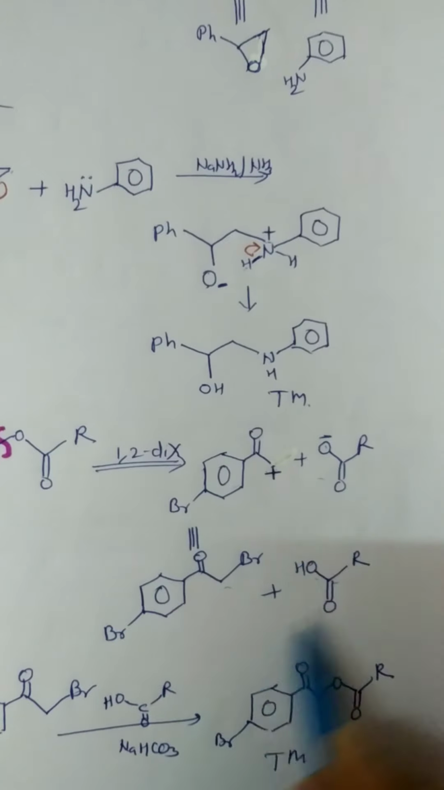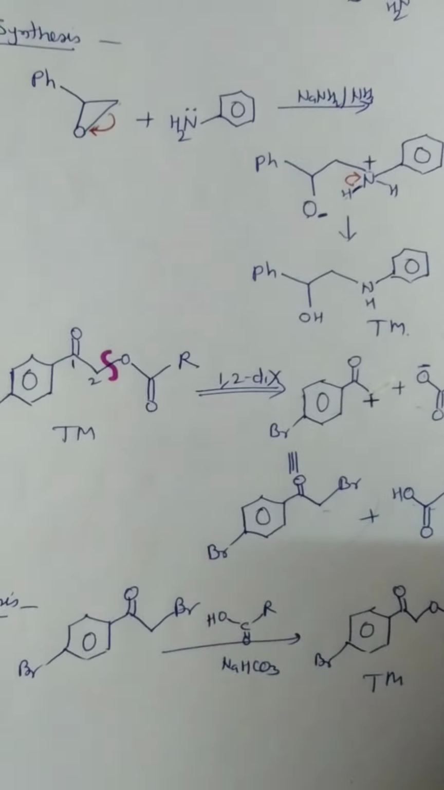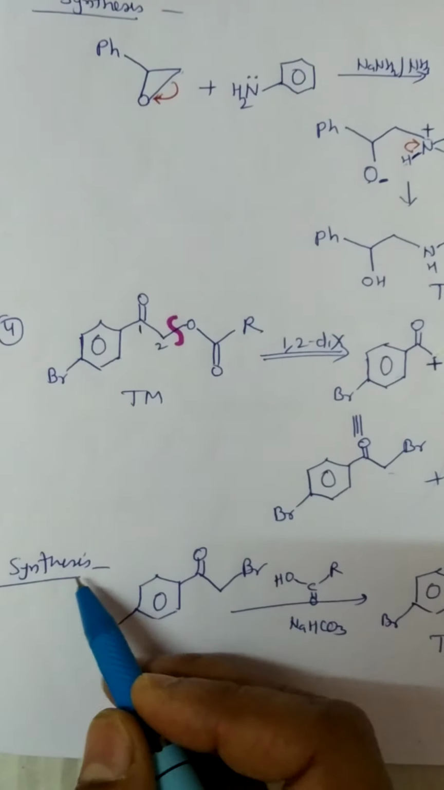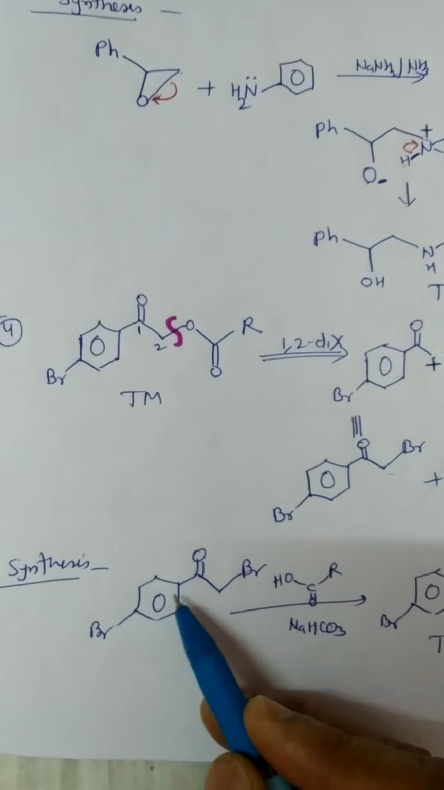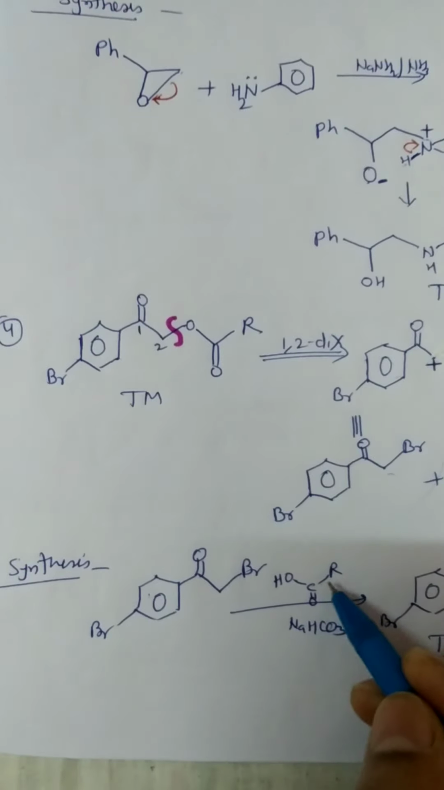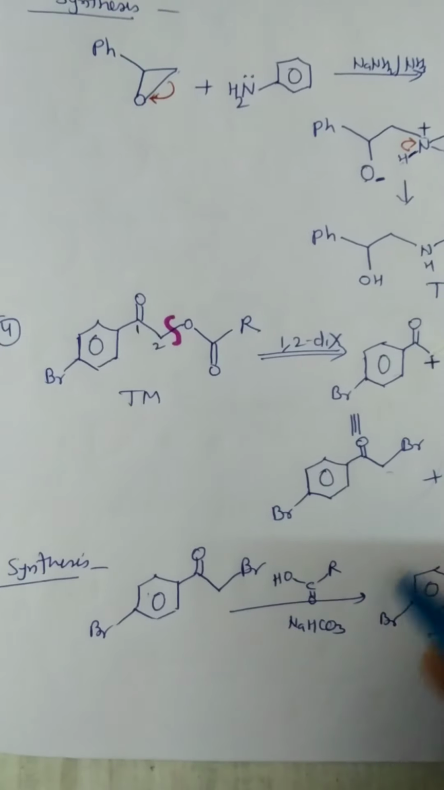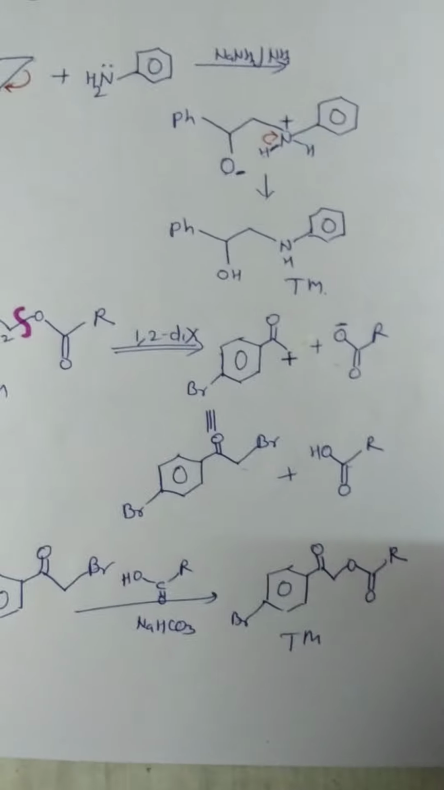These two compounds are obtained after disconnection, and on synthesis these are the starting materials. Therefore, on synthesis, the reaction of this compound with acid forms the target molecule of this type.